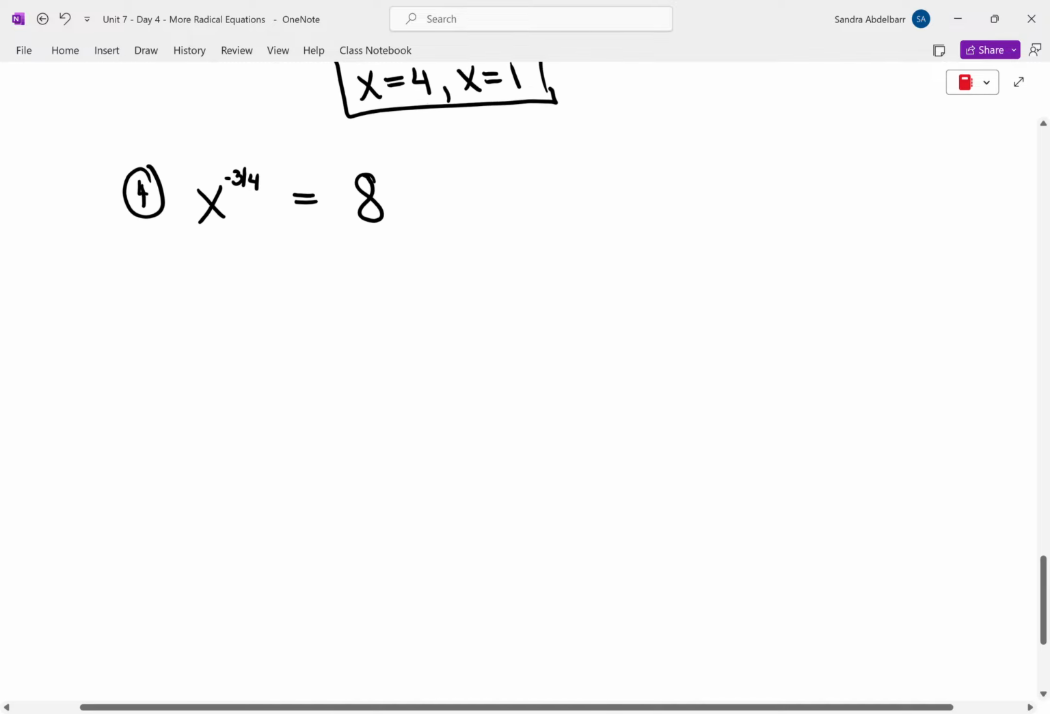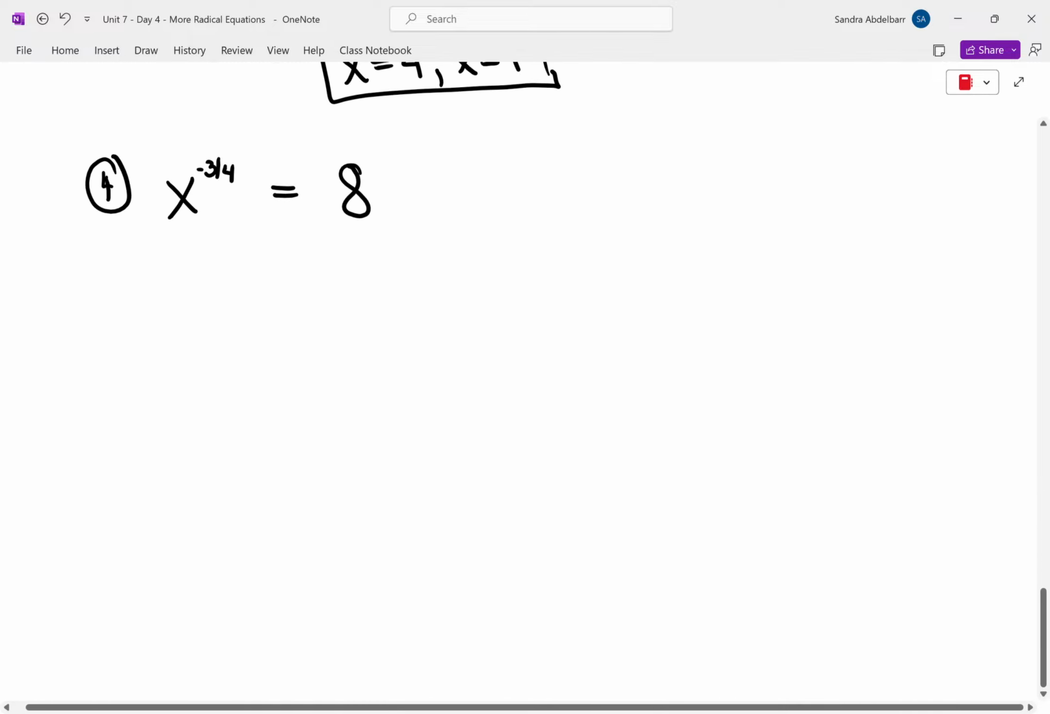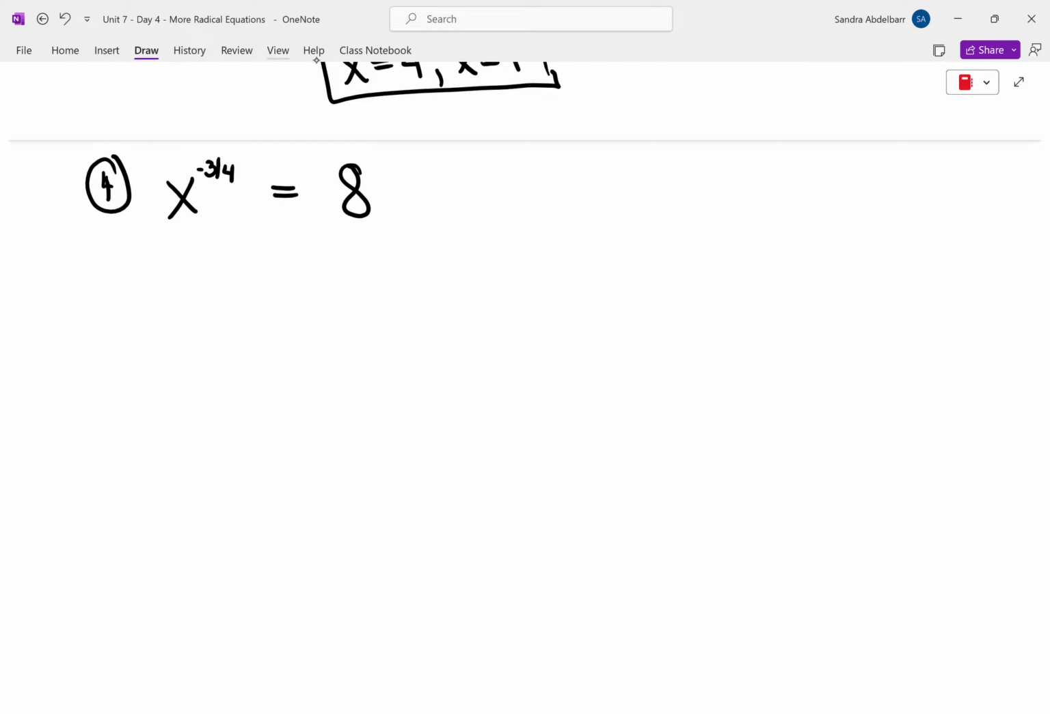For this next one, we said this was number 4 from the worksheet. We're solving for x. I'm going to actually leave it an exponential. I need that exponent to be 1. Because I need that exponent to be 1, what am I going to do? I'm going to raise it to what power? Tejas? Negative 4 over 3.